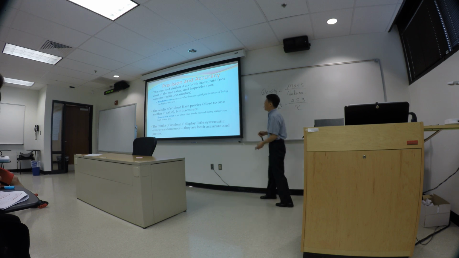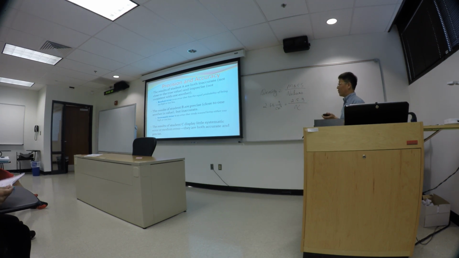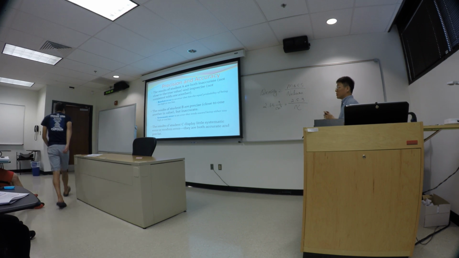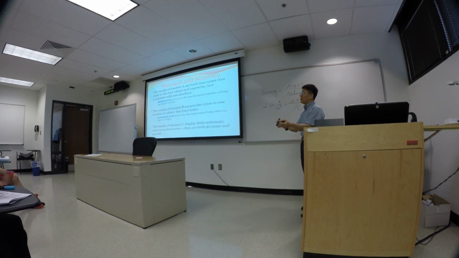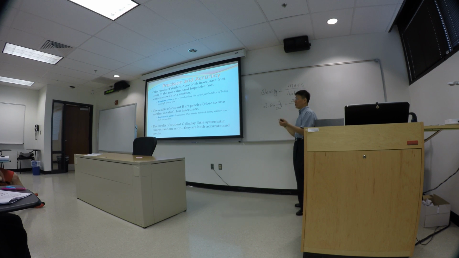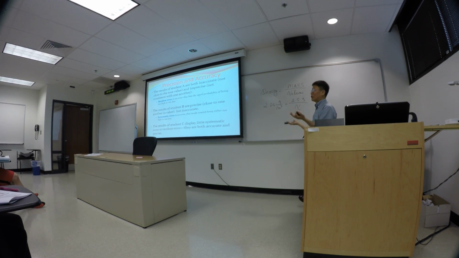So talking about precision and accuracy, this is actually what's in your textbook. The result of student C displays little systematic error or random error. We use the terms systematic error and random error. Random error is when you are using an equipment, doing the measurement with one person, and another person uses the same equipment and you end up with different readings. So different readings come from different persons who use the equipment. That's a random error.